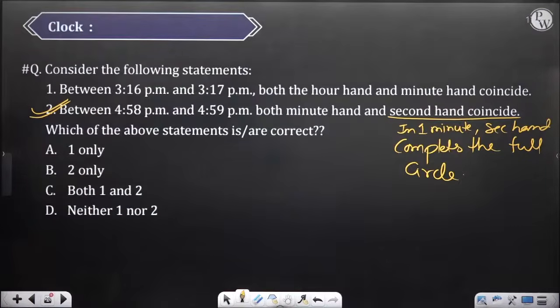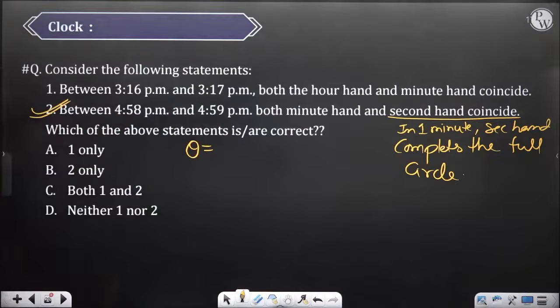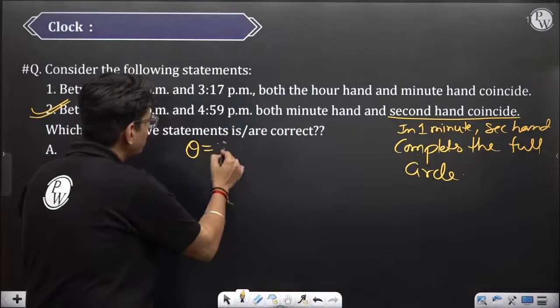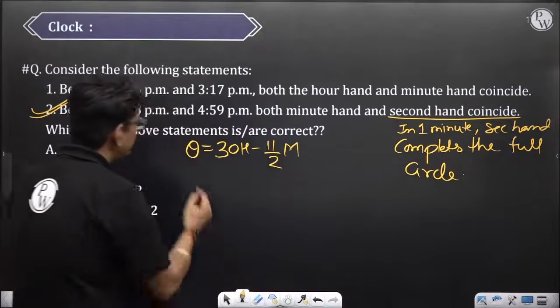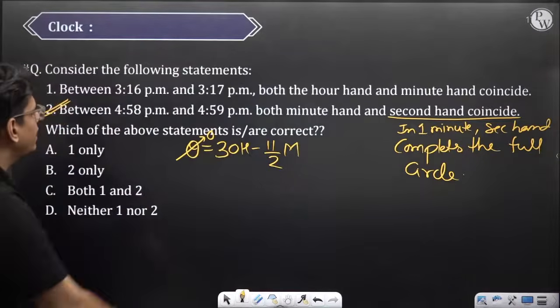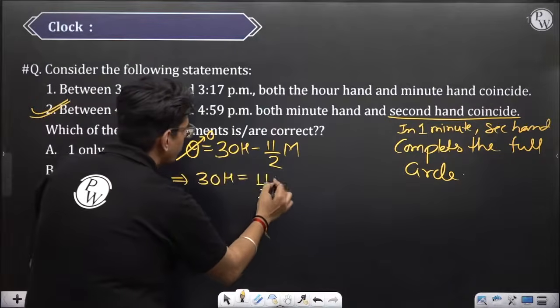For the minute and hour hand to coincide between 3 hours 16 minutes and 3 hours 17, we have to use this formula. Theta is equal to what? In case of coinciding, we don't have to worry about which hand is ahead. We can take any formula. So 30h minus 11 by 2 m. This is nothing but 0 in case of coinciding. Then 30h equals 11 by 2 m.